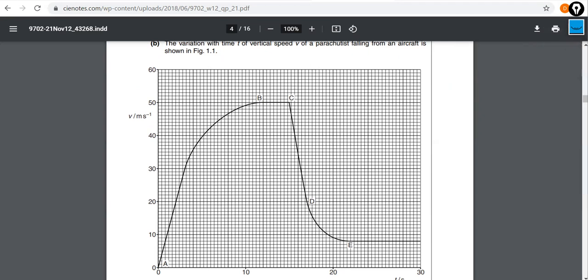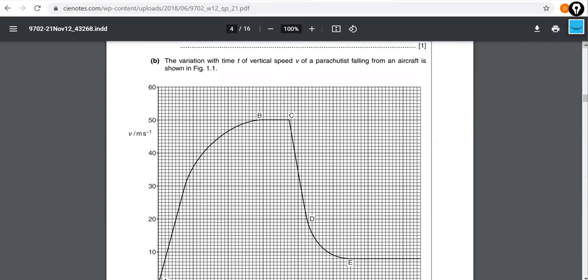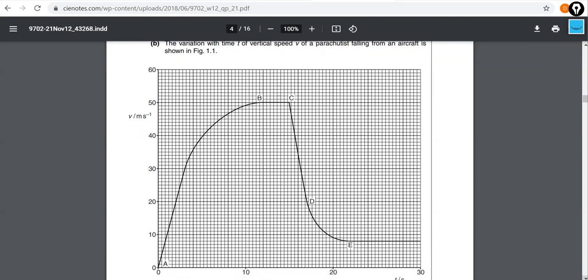All right, so this graph shows the variation with time t of vertical speed v of a parachutist falling from an aircraft, as shown in figure 1.1. Take a moment to study that. Let's give it the once over. We haven't read the question yet, but let's interpret this velocity-time graph almost like it's a learning objective that we want to master here.